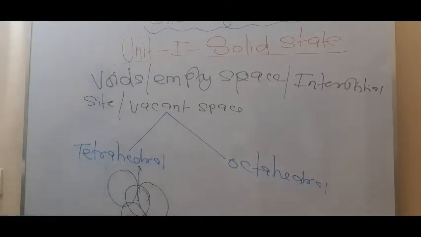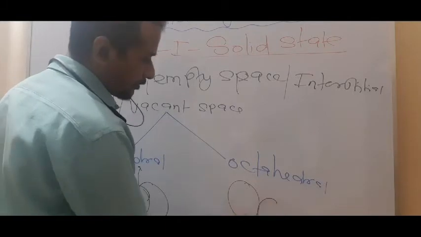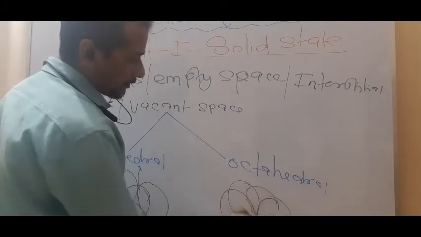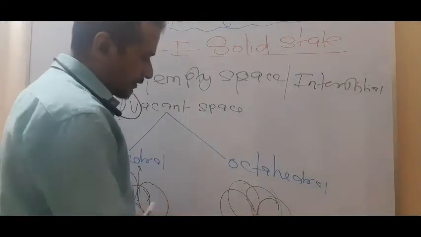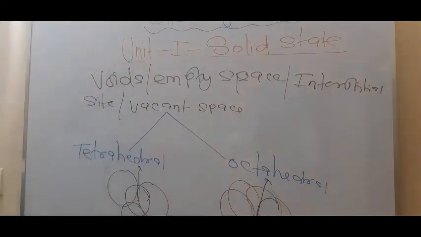Now what about octahedral voids? In case of octahedral voids, the voids are covered by what? You can say 6 spheres. So look at here. One more layer of spheres is like this. So look at here. Here this void is covered by 6 spheres. So that's known as an octahedral void.